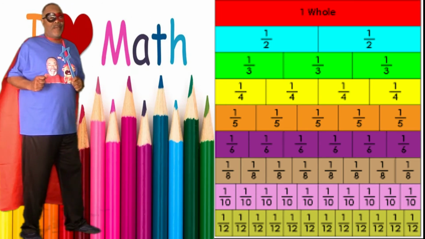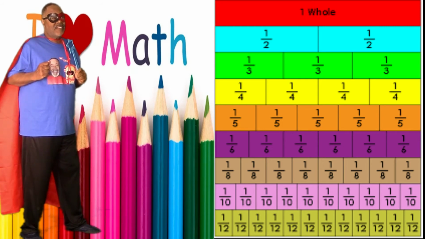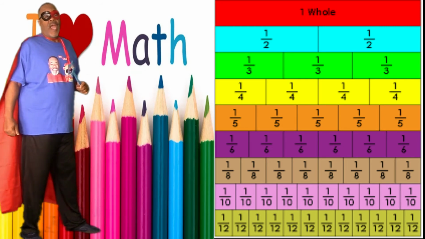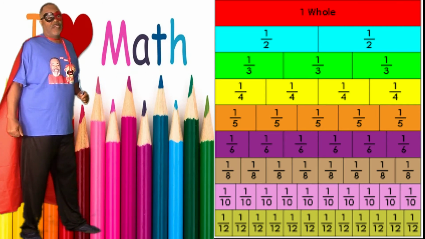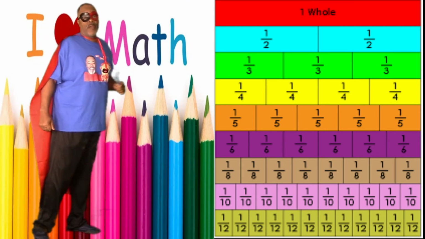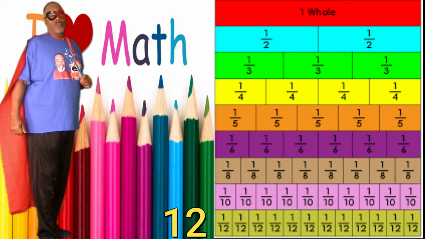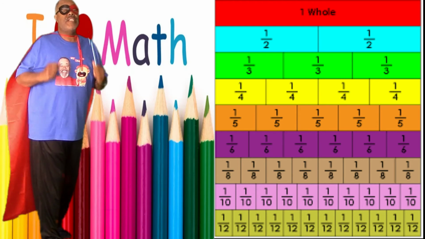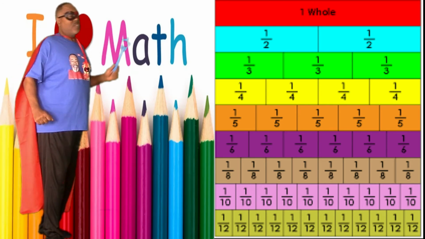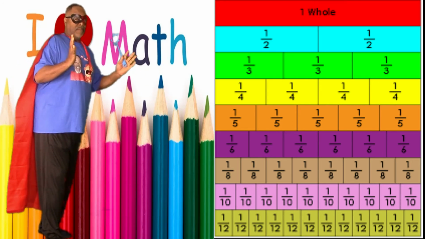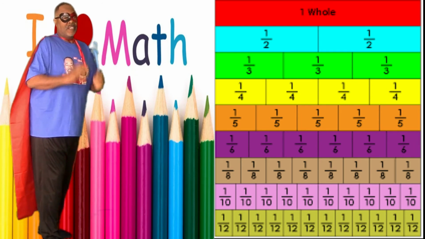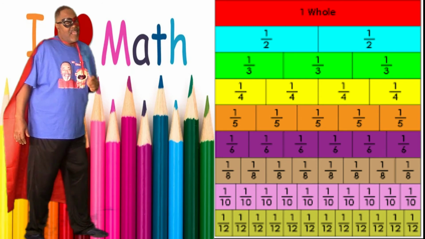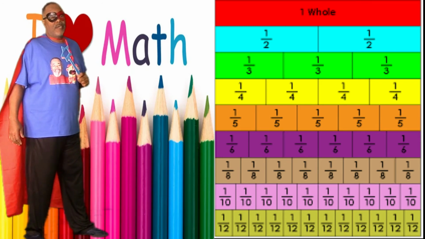So I think you see a pattern. So let's look at the last one. 1/12. How many 1/12 would you need to equal to that one red one whole? Excellent. You would need 12 of them. 12 of these 1/12 put together to equal that one red one whole. I think you see a pattern.